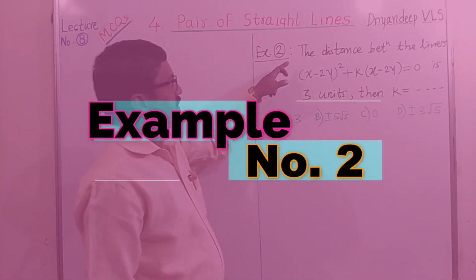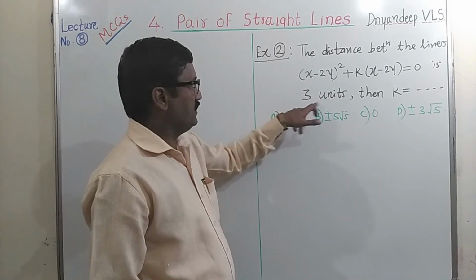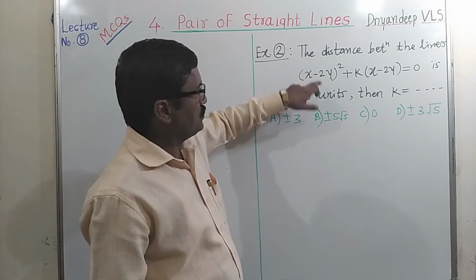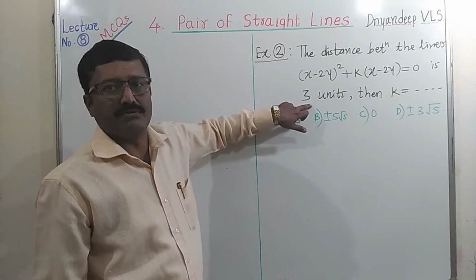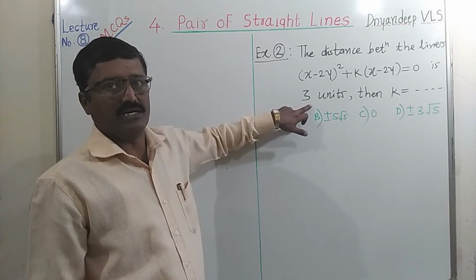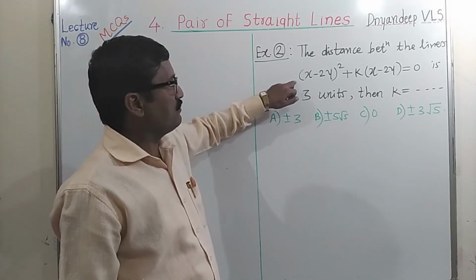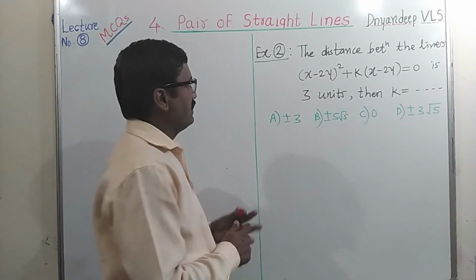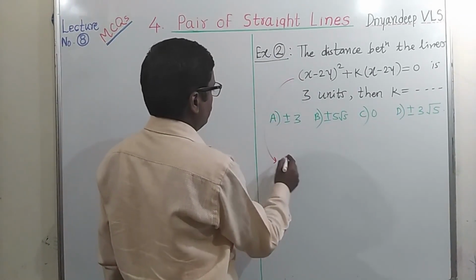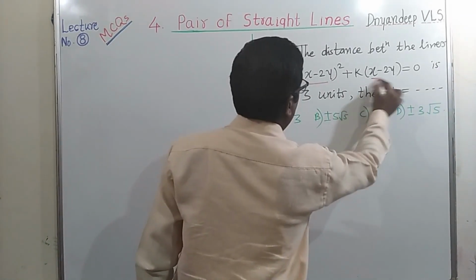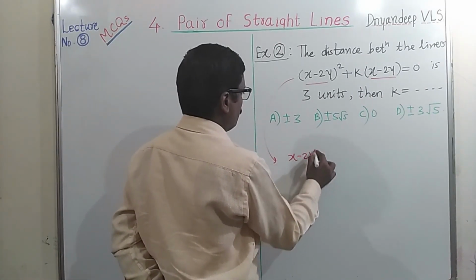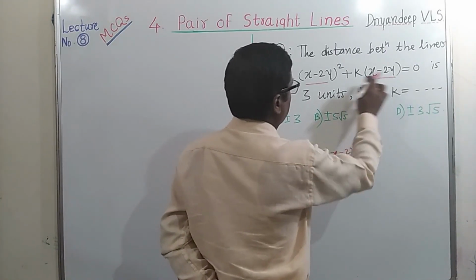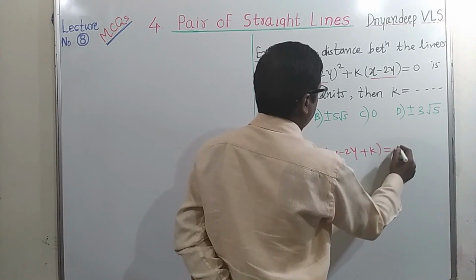The second example: the distance between the lines is 3 units. Then k equal to what? How is the question asked? As the distance between these two lines is 3 units, then we can find the distance between two lines. Obviously, the given two lines are parallel, it means this equation represents a pair of lines which are parallel, and we have to find the value of k. Let us write this equation. From this equation we take x minus 2y common from these two. We get x minus 2y in another bracket, x minus 2y as it is, and remains plus k equal to 0.